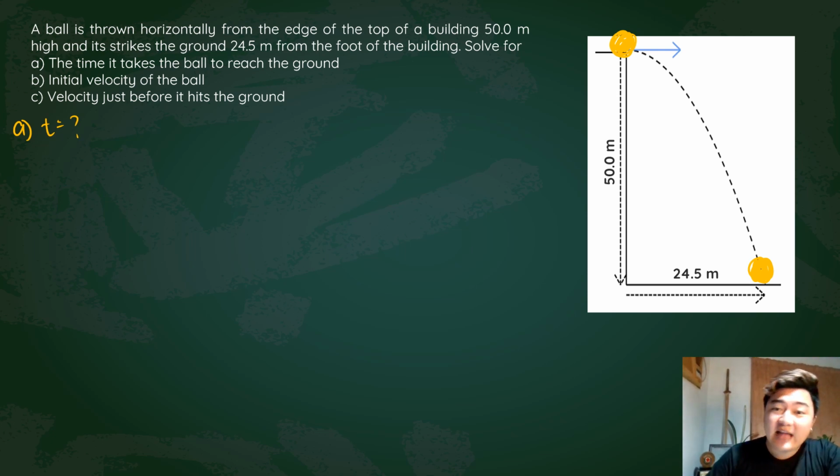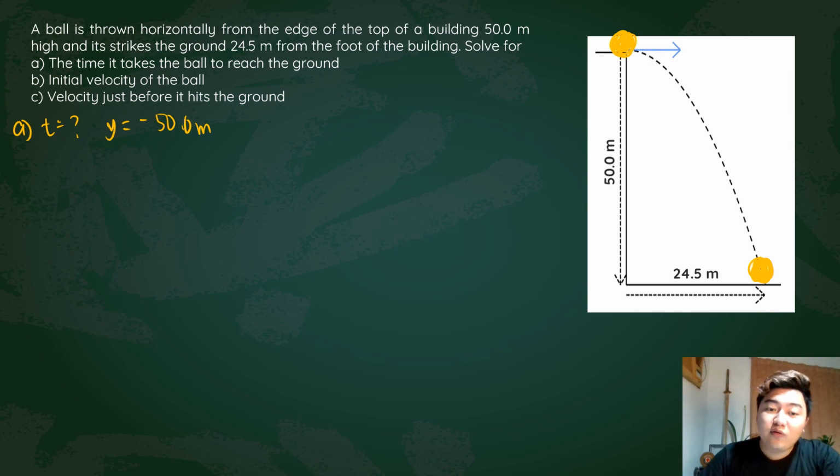So to solve for time, we need known values. The ball, in reaching the ground, will cover a displacement. What will be the value of the displacement? As you can see here, the ball drops to the ground from a 50-meter high building. Therefore, the change in position of your ball will be negative 50 meters, because from the top of the building, it went down.